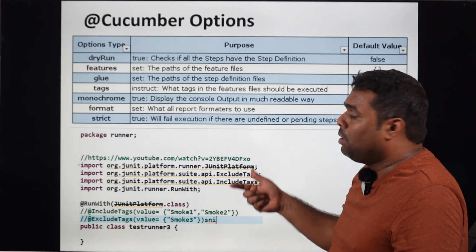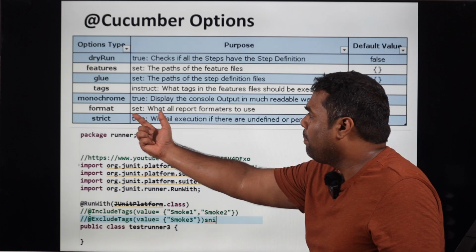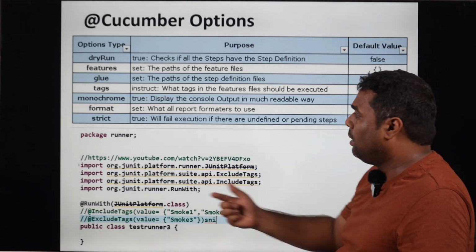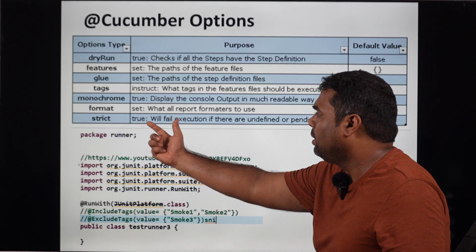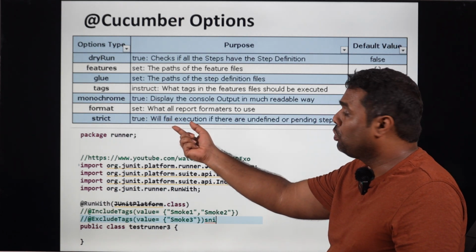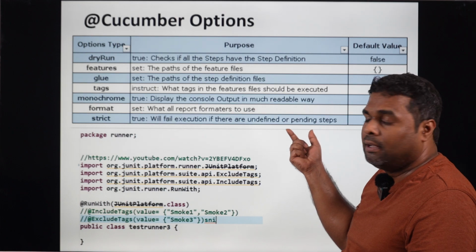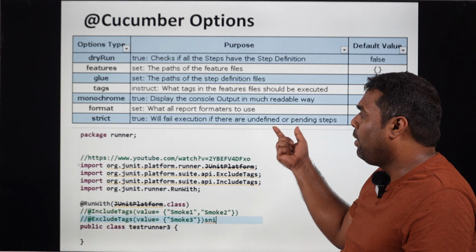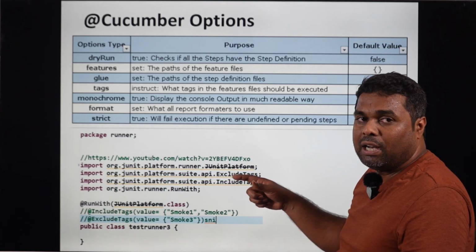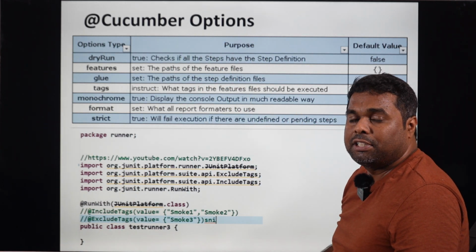In the console output, we can read the content properly if you write monochrome is equal to true. Format: what report formats to use, we can specify that. And strict is equal to true. This is very important. With strict is equal to true, the Cucumber testrunner.java execution will fail if there are any undefined or pending steps that are not implemented. The program execution will fail, and the system will suggest these are the unimplemented steps. So you have to navigate and implement the corresponding steps. So like that, @CucumberOptions can be defined in the testrunner.java class file.